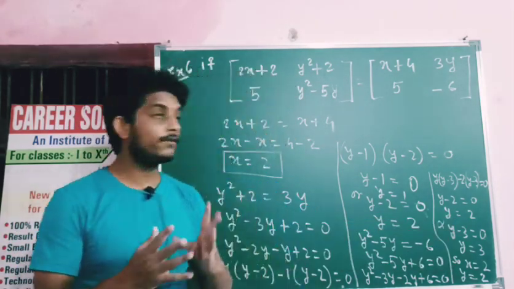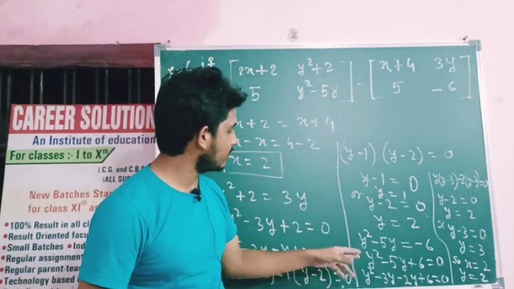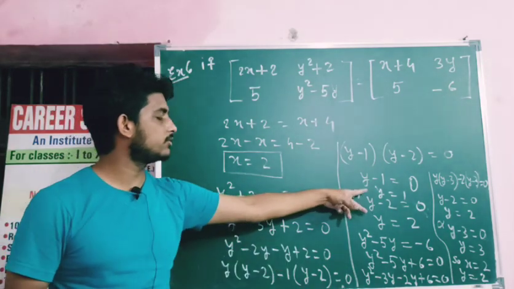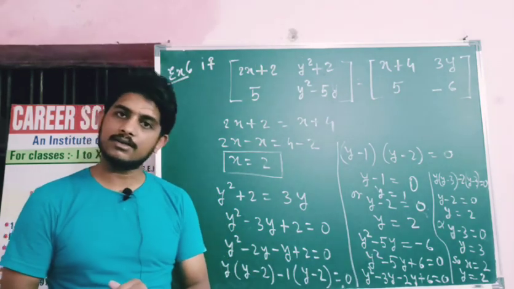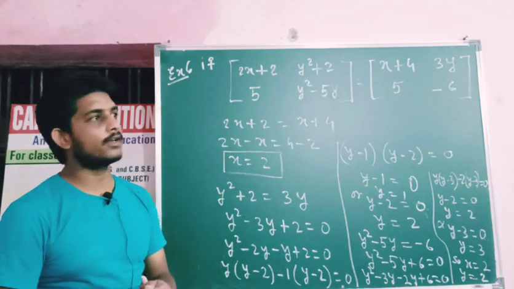Now we have 4 values of y. Y equals 1, y equals 2. By this equation, y square minus 3y plus 2, we will get the 2 values of y. And by another equation, y square minus 5y plus 6 equals 0, again we will get the 2 values of y. So which one is the correct value of y?